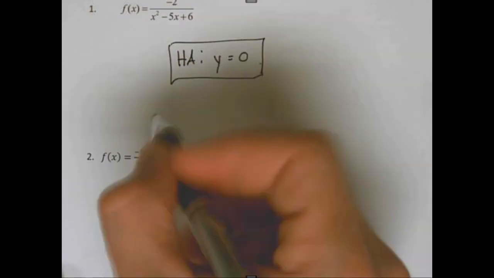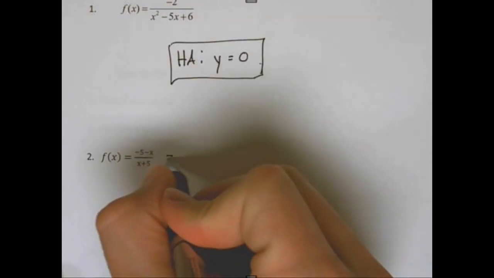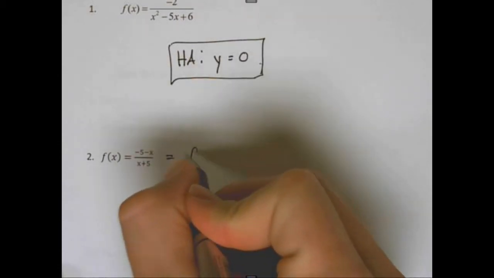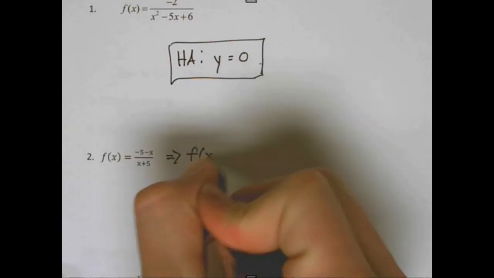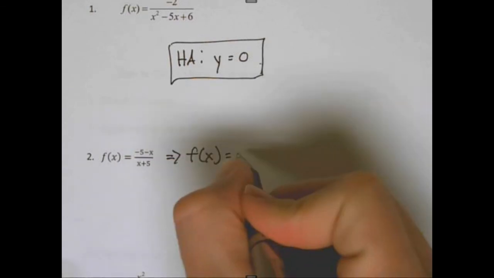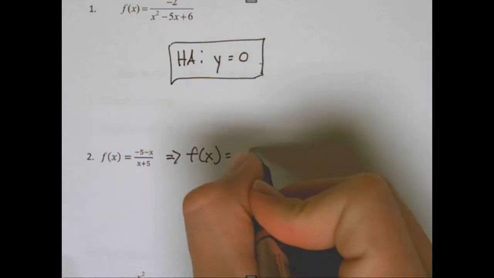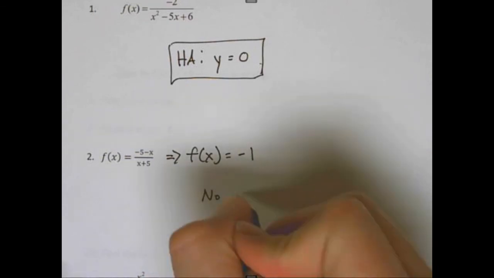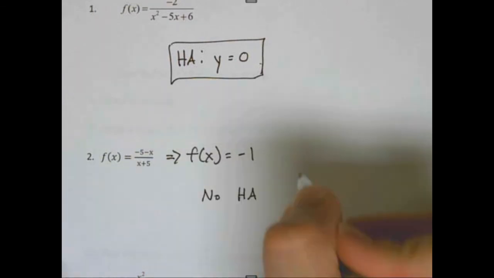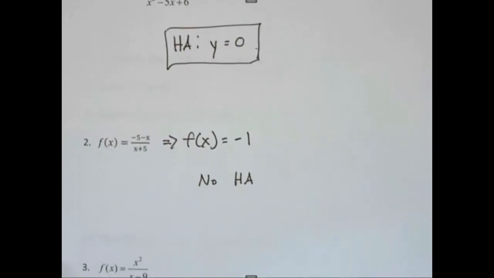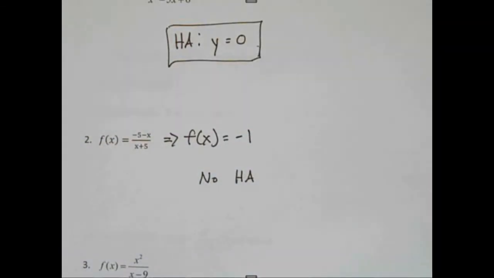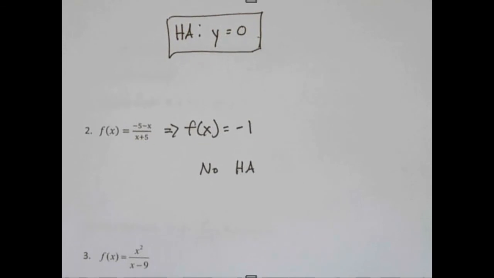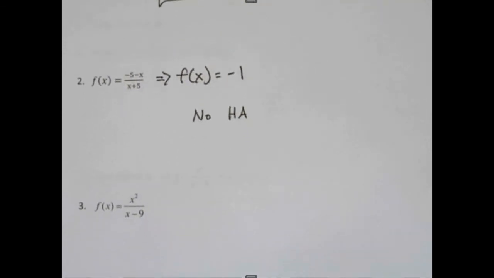Here, everything canceled, and our function was just f of x equals negative 1. This is the same one we did earlier. And so there is no horizontal asymptote here. The function is just a horizontal line, so there's no horizontal asymptote because everything cancels.